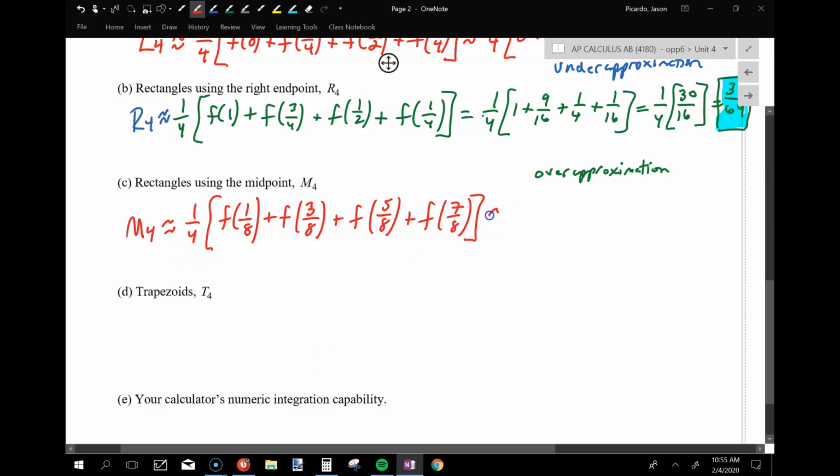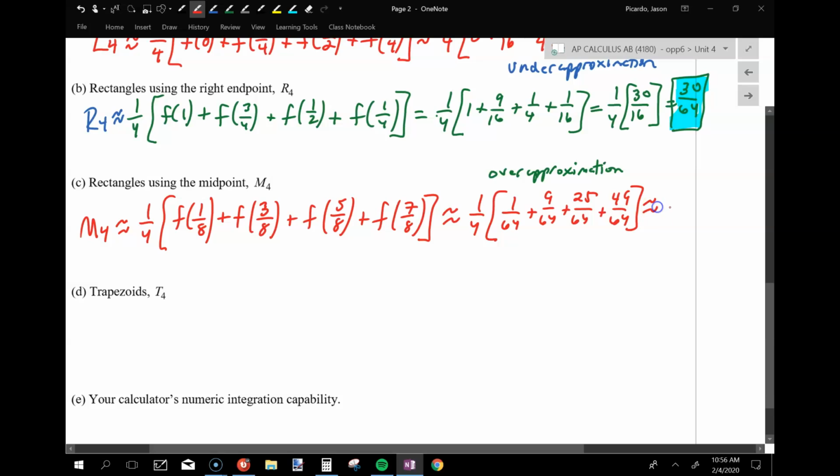Okay, so plug in an eighth. What am I doing to an eighth? I'm squaring it. So I'm at 1/64, 9/64, 25/64, 49/64. That's going to give you 84/64ths, which actually is the same as 21/16.